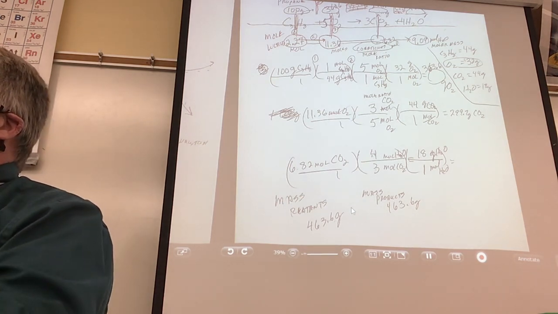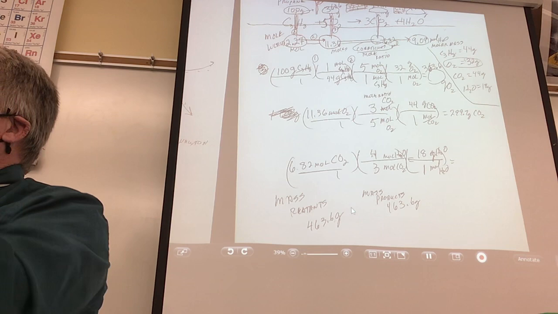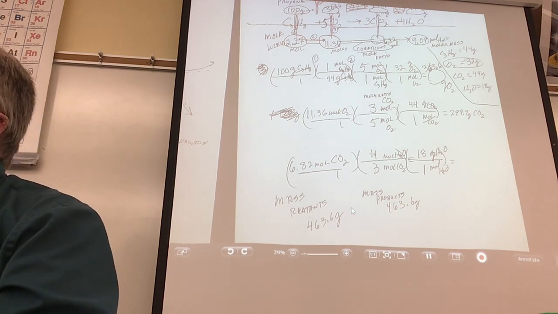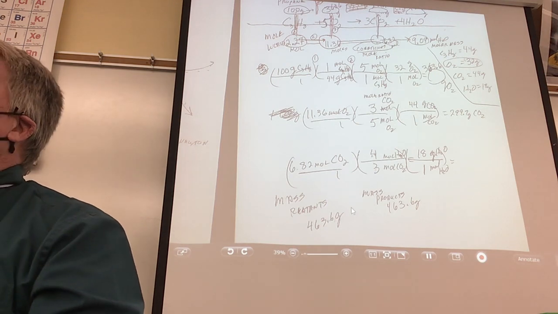Mass is never lost. It might be changed into another chemical, but you don't lose mass and you don't gain mass out of nowhere either. It has to come from the reactants.